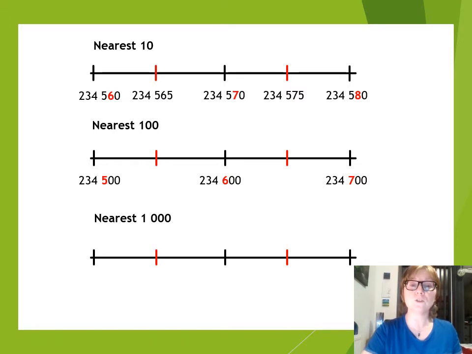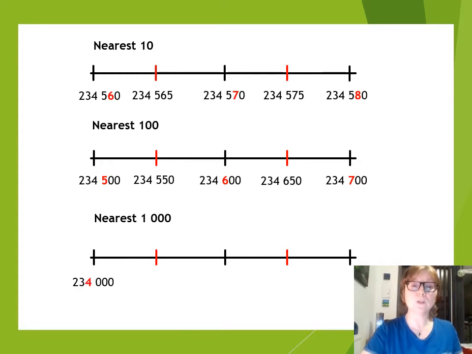So between 234,500 and 234,600, we have 100. So the halfway point would be half of 100. So the next one, the halfway point, will be 234,550. So we've added 50 to the lower multiple of 100. The next one would be 234,650. That comes halfway between the other multiples of 100.